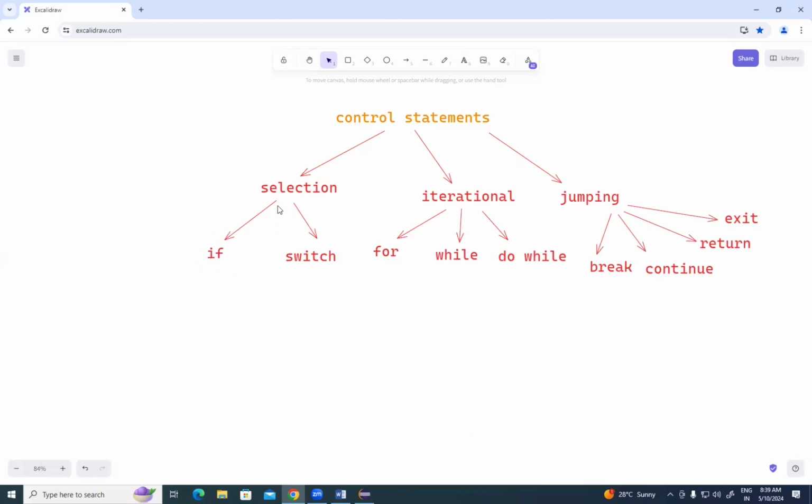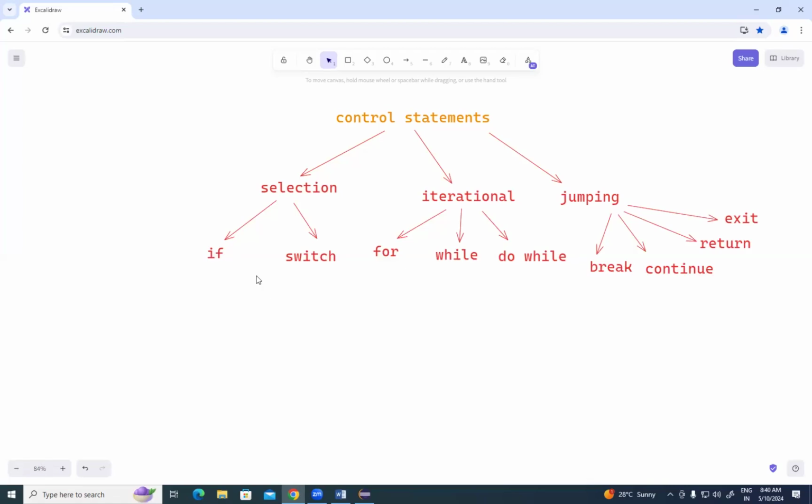If statement. Under selection control, we have what and what statements? If and switch. First, initially, we are going to discuss about if. Again, in if, there are further types: simple if, else if ladder, nested if. We'll discuss about them later.